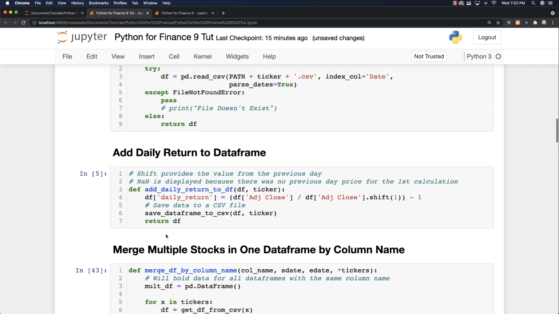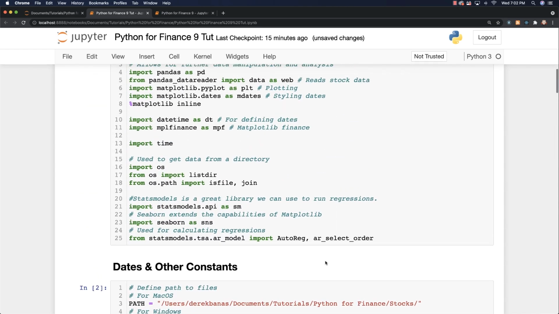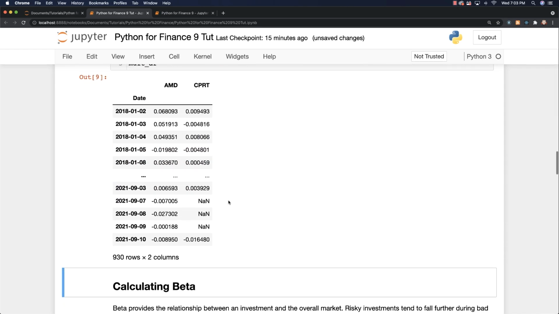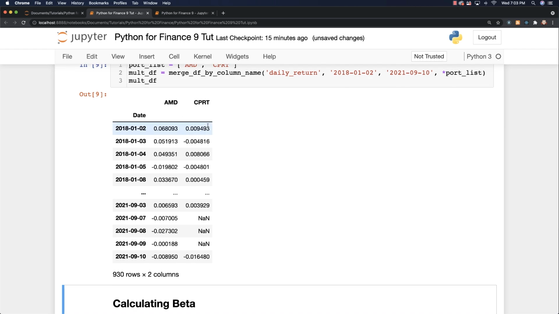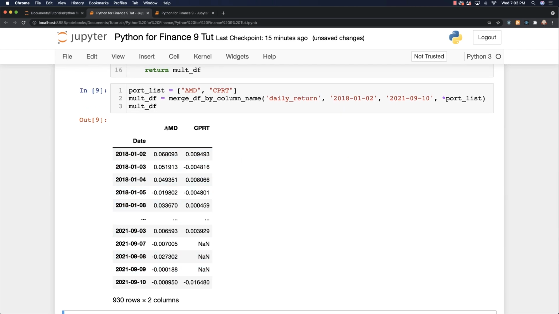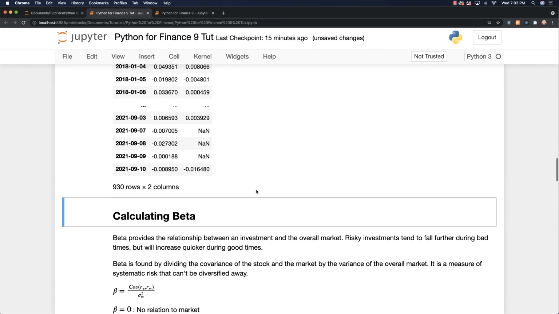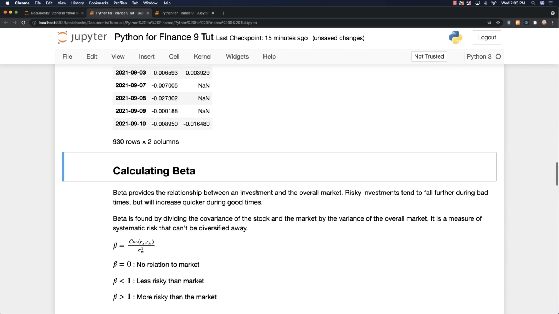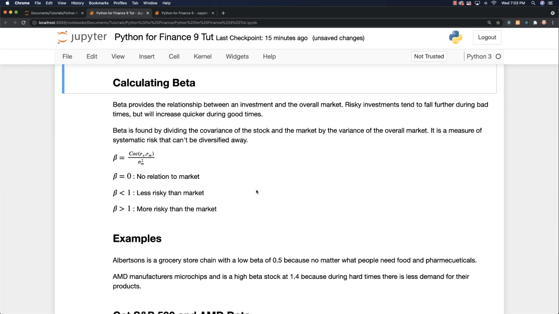Whoops, I actually have to run all this code. Be back in a second. And there you can see are the daily returns for both of these securities. Very, very useful skill to be able to pull data from multiple different data frames and utilize it. And that brings us to calculating beta.